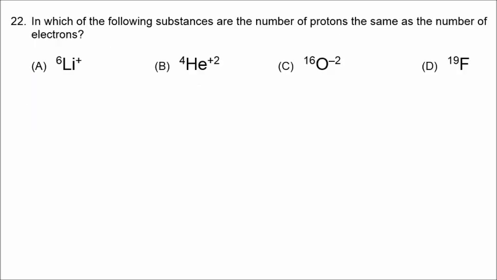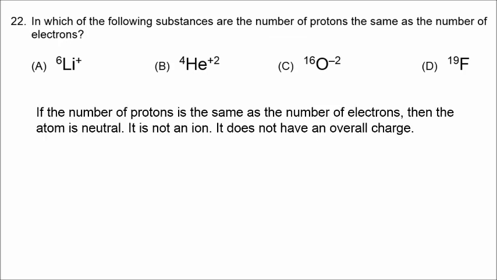Number 22, we're looking for a substance that contains the same number of protons as electrons. Well, if the number of protons is the same as the number of electrons, then the atom is neutral, it is not an ion, and does not have an overall charge, so the correct answer is D.